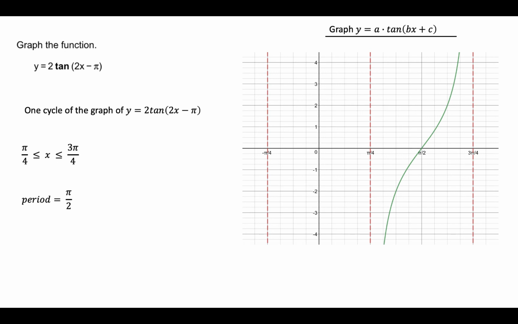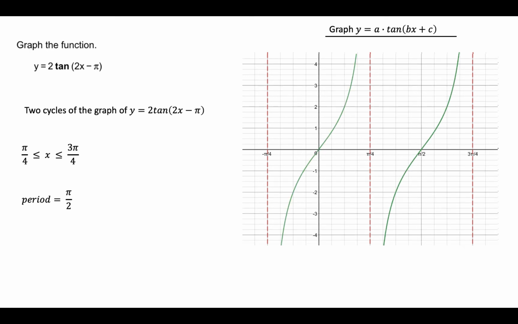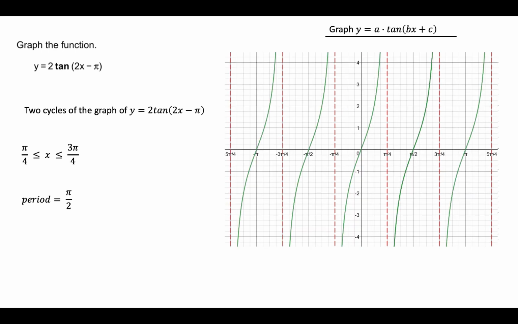So we can subtract pi over 2 from pi over 4 and find another vertical asymptote at negative pi over 4, and then graph the function again on that interval. So now we have two cycles of the graph of y equals 2 times the tangent of 2x minus pi, and we could continue to do that for as many cycles as we would like to exhibit.